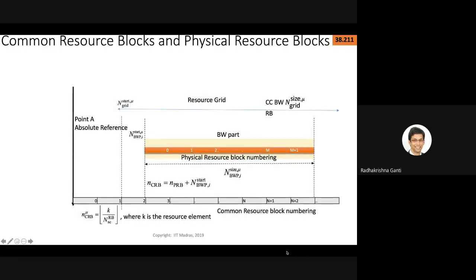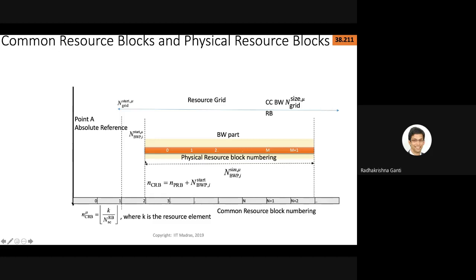There is something called common resource blocks and physical resource blocks. So what are common resource blocks? Common resource blocks are for the base station. Essentially they are from point A, the absolute reference. You have a resource block with a certain subcarrier spacing that goes 0, 1, 2, 3, and these are the resource blocks. This is a common resource block number. It always starts with point A. And physical resource blocks are for that particular bandwidth part for that particular UE.